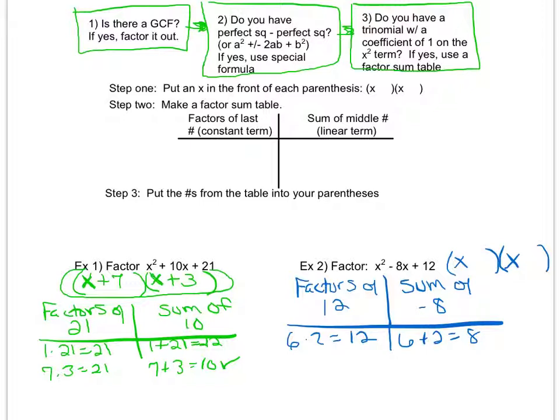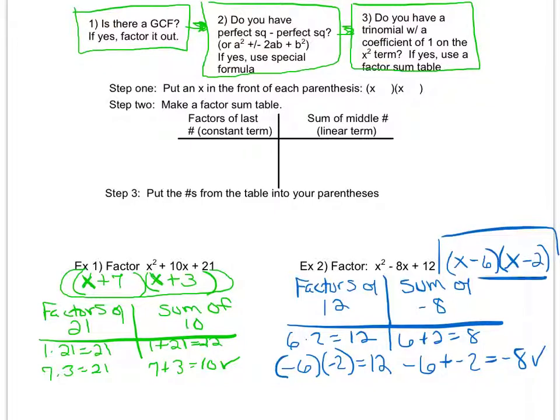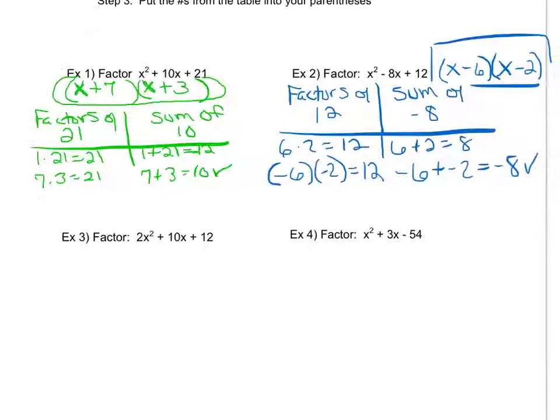Well, as I think about this, I realize that I'm never going to have 2 positives that add to be a negative. So maybe they should both be negative, since 2 negatives will multiply to be a positive. So I try negative 6 times negative 2 and I get negative 12. I try negative 6 plus negative 2 and I get negative 8. I'm good to go, so I'm going to go ahead and say minus 6, minus 2, and there is my answer. Let's look at a couple more.